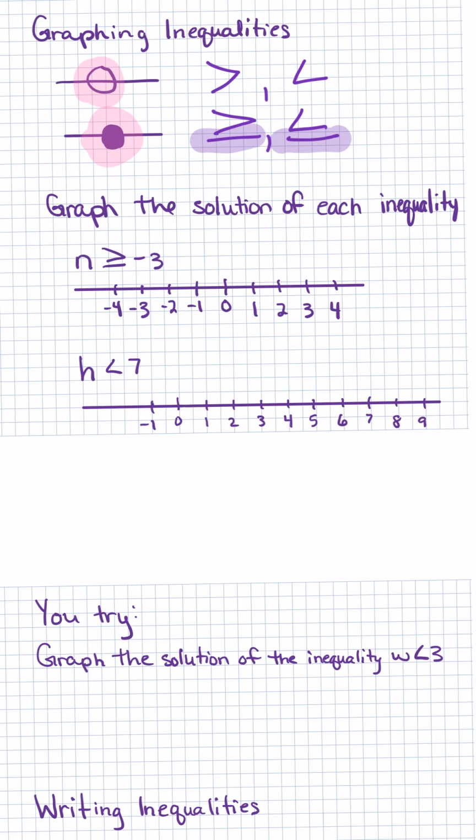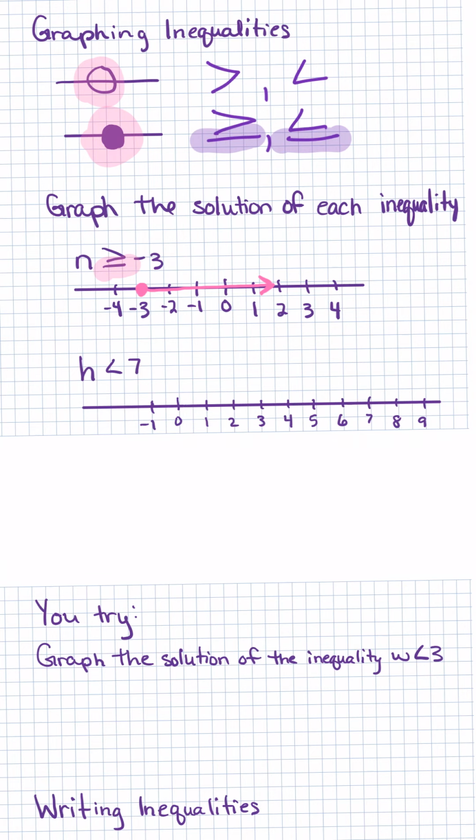So let's look at this. Graph the solution of each inequality. So if we're going to graph this, this is saying -3. We look, it does have the line under it, so it's going to be a closed circle. So we look at -3 and we make a closed circle, and n is greater than -3. That's how you graph it.